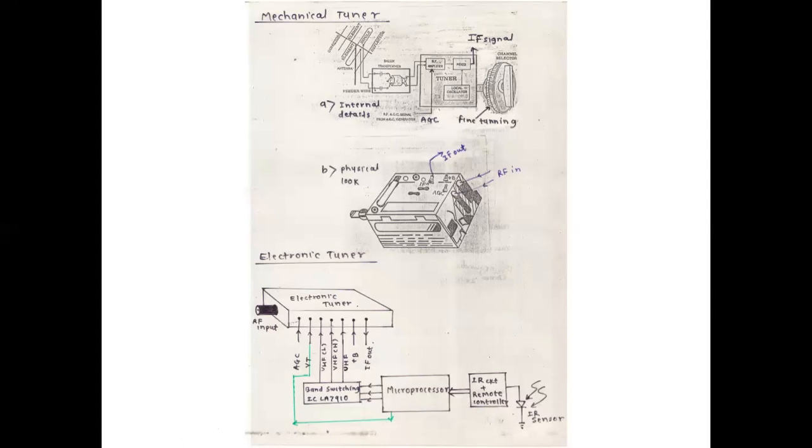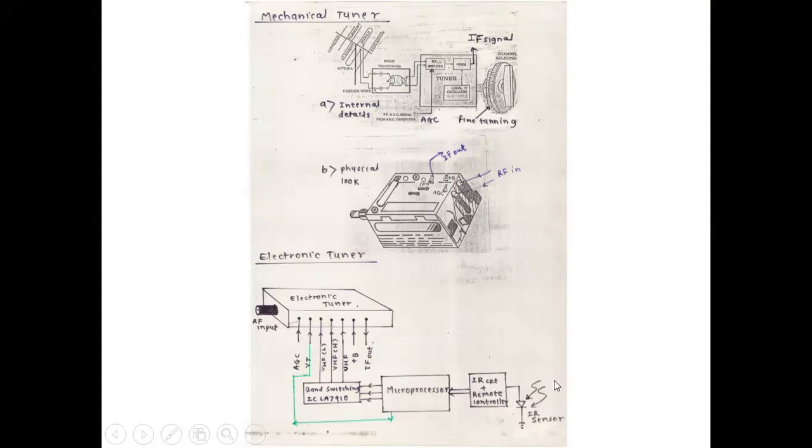So tuner consists of RF amplifier, mixer, local oscillator. So there are two types of tuner. One is mechanical tuner and second is electronic tuner. Nobody is using mechanical tuner nowadays. Everybody is using electronic tuner. So electronic tuner, there are two types of controls. With the help of potentiometer, you can select a channel. And second is with the help of infrared remote control, you can select a channel.